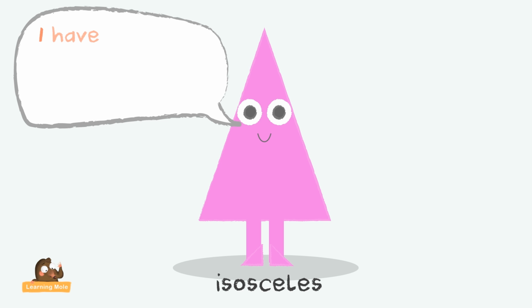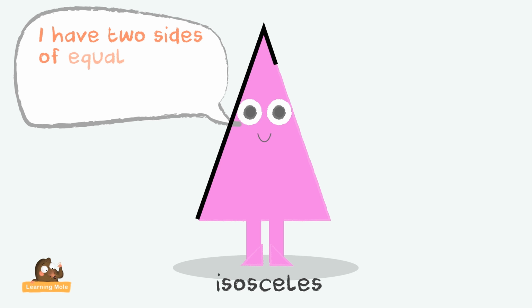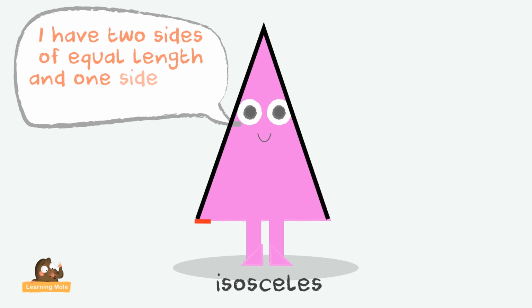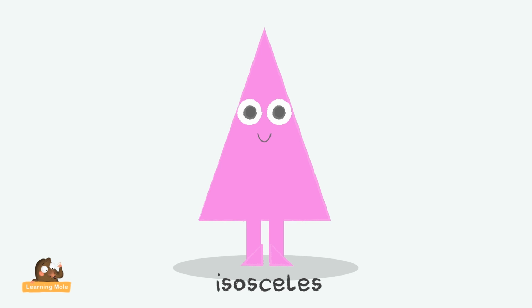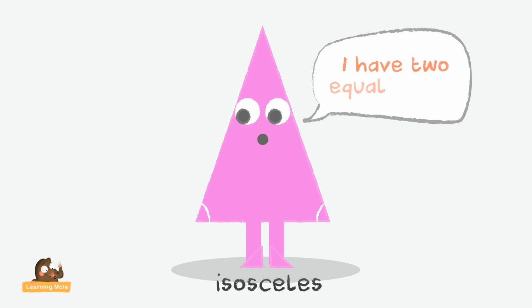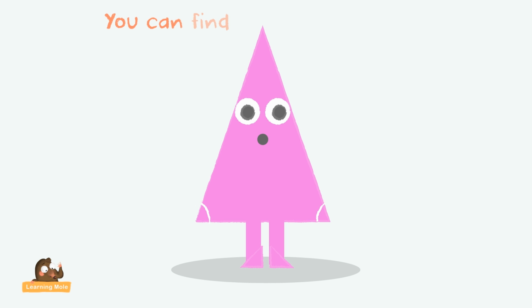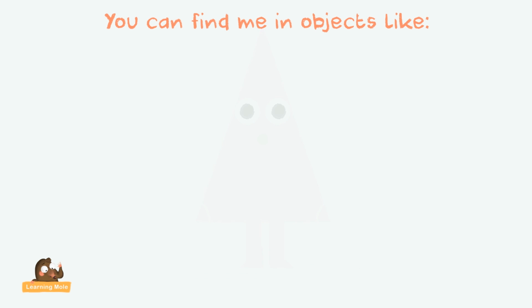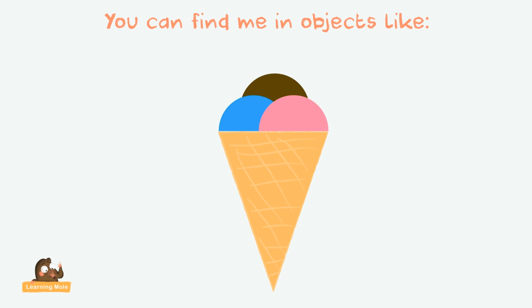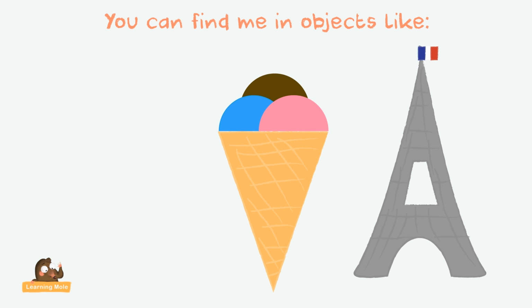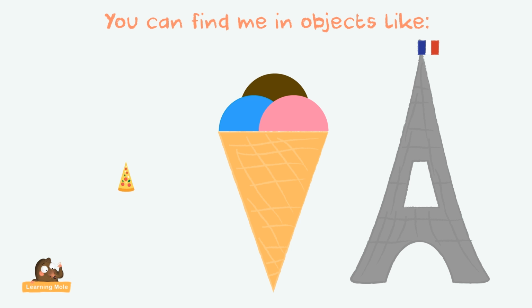Isosceles. I have 2 sides of equal length and 1 side that is different. I have 2 equal angles. You can find me in objects like an ice cream cone, the Eiffel Tower in France, or a slice of pizza.